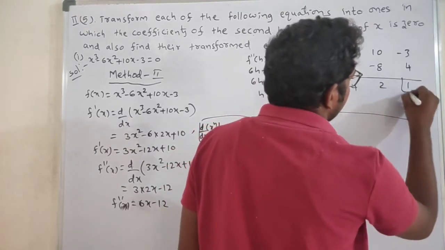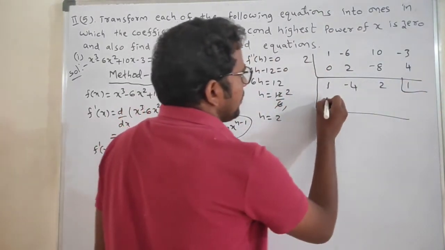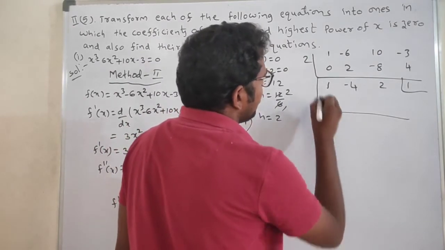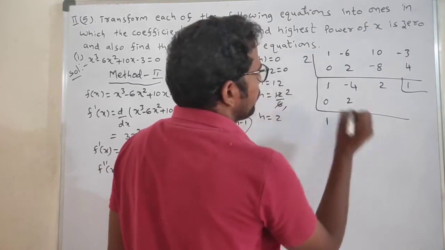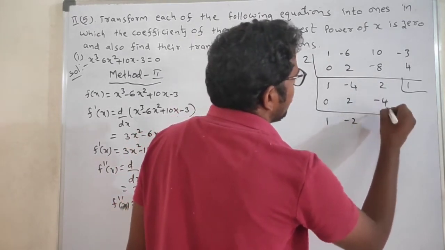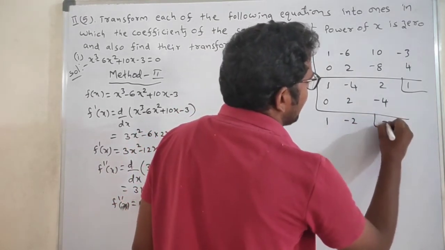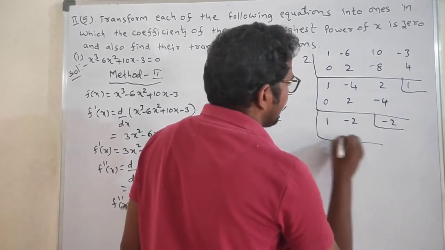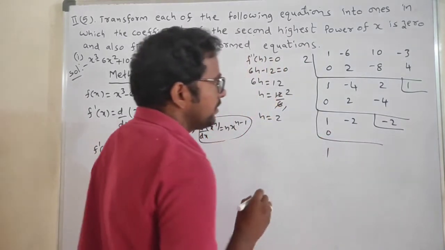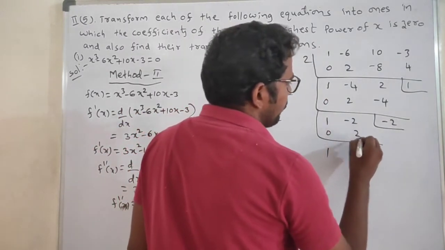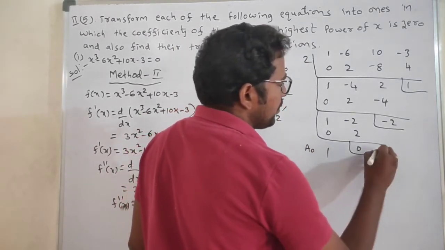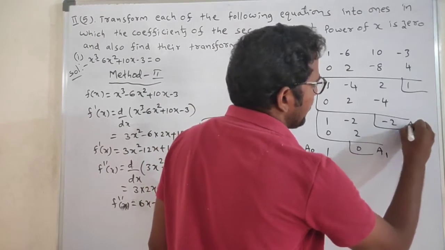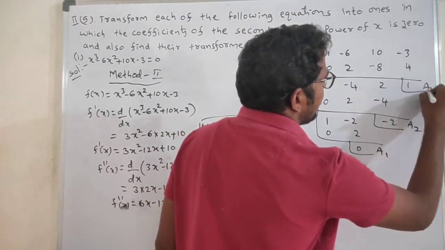Next, take this as a remainder. 1 plus 0 is 1. 2 ones are 2. Minus 4 plus 2 is minus 2. 2 into minus 2 is minus 4. So minus 4 plus 2 is minus 2. Next again 1 plus 0 is 1. 2 ones are 2, 0. So take this as a0, this as a1, a2, a3.